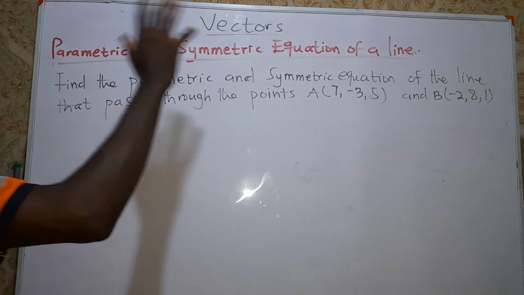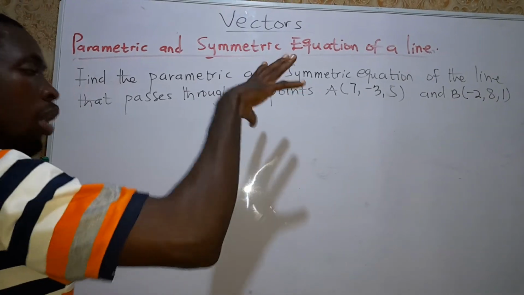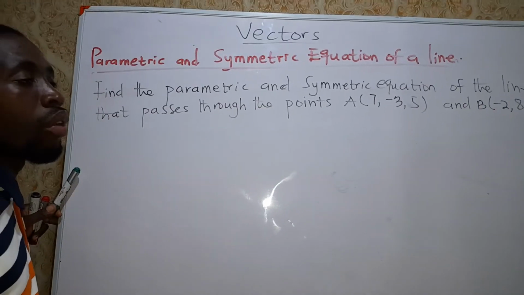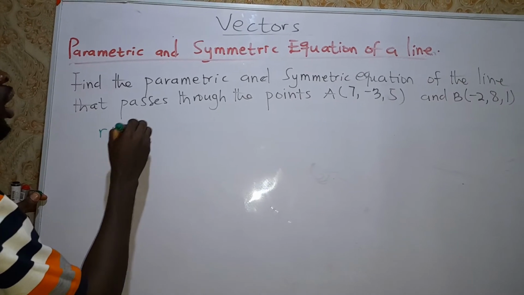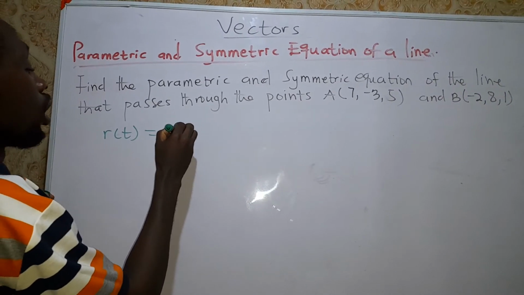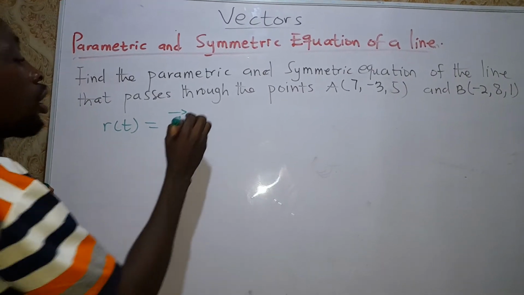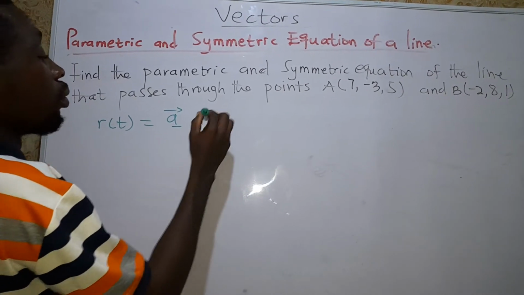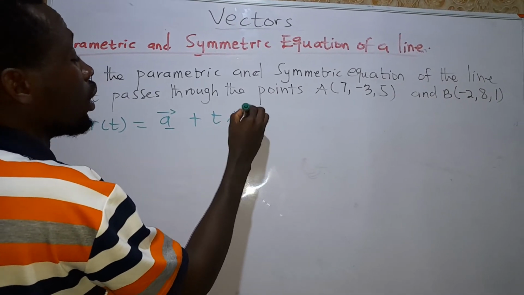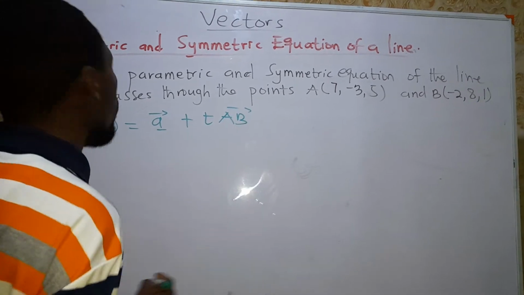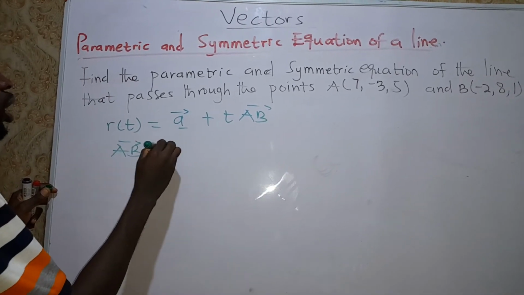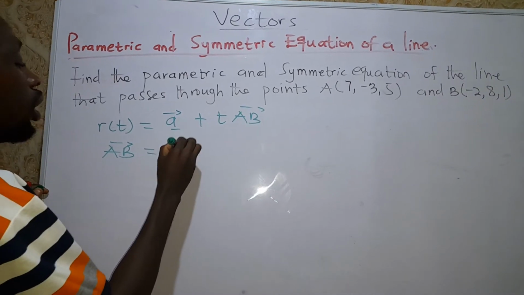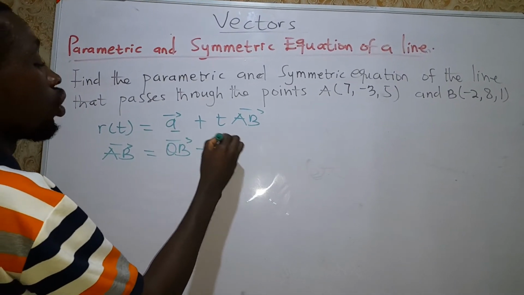The question did not ask us to find the vector equation, but we need it before we can find the parametric equation. So the vector equation r(t) is equal to A, you can use B, it's the same, plus t times the directional vector of A and B. We say that the directional vector of A and B will be equal to OB minus OA.